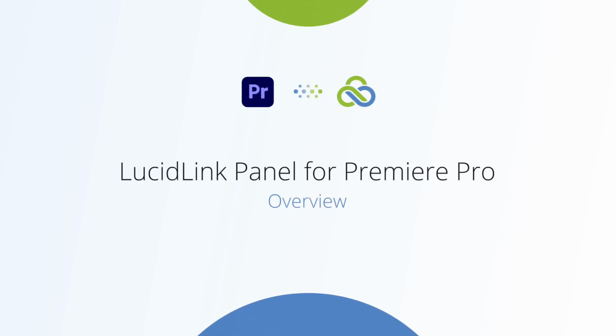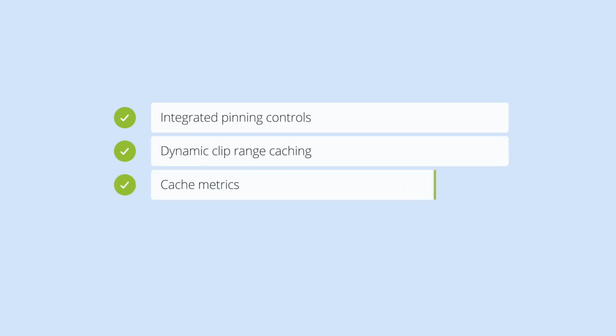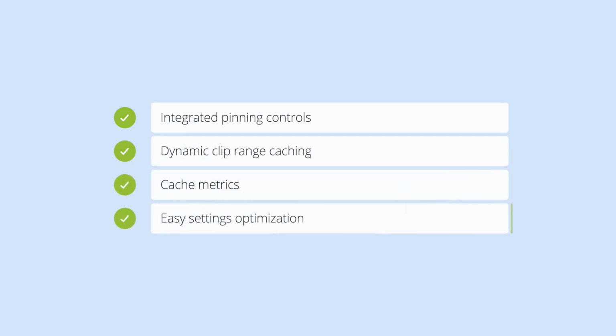In this video, you will learn how to use the LucidLink panel for Premiere Pro and how to leverage its many benefits, such as integrated pinning controls, dynamic clip range caching, cache metrics, and easy settings optimization.